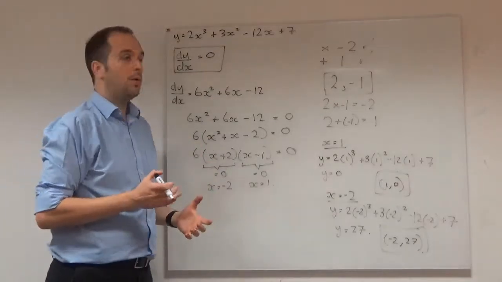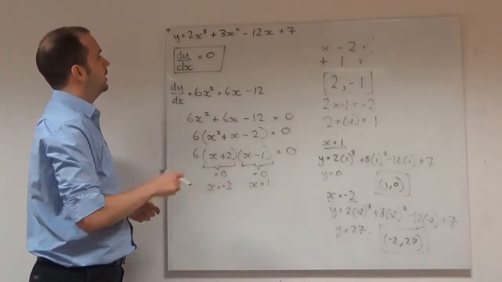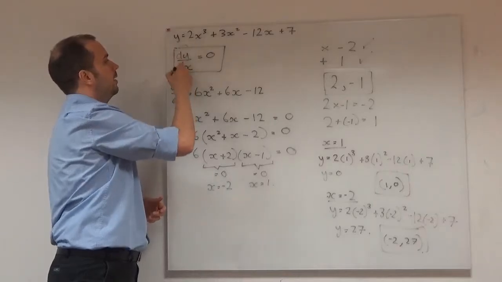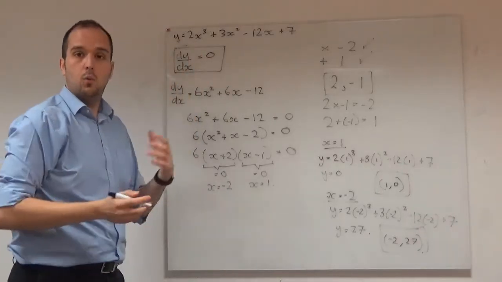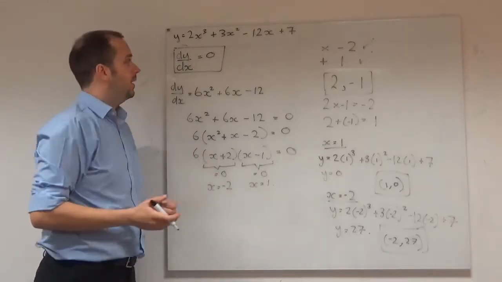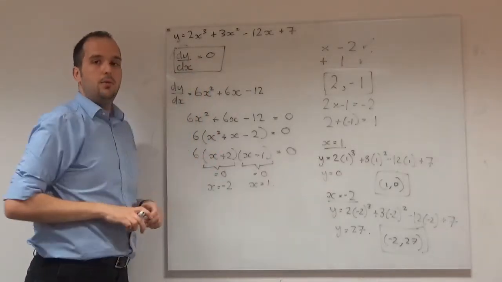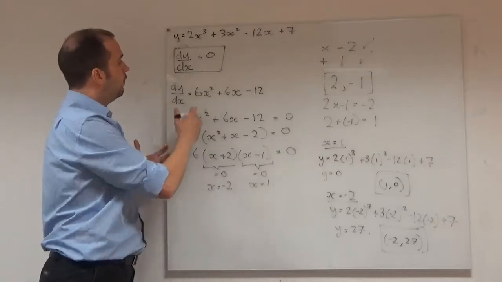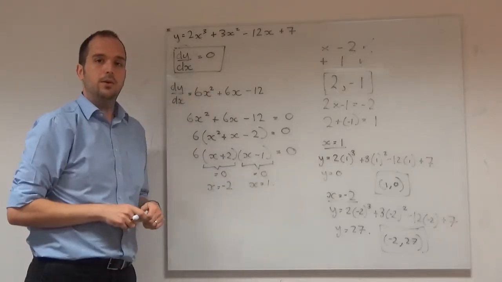And the big point to take away from this is when you're finding stationary points, you need to find dy by dx, or whatever the letters are. It could be df by dx or dg by dt, and set it equal to 0. And then solve that equation to get your stationary points.